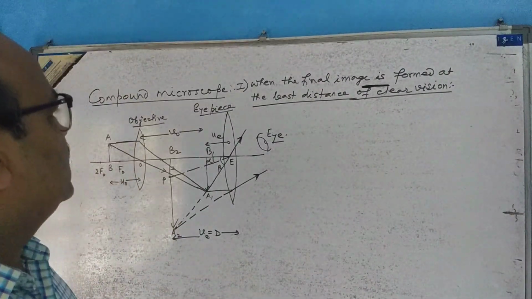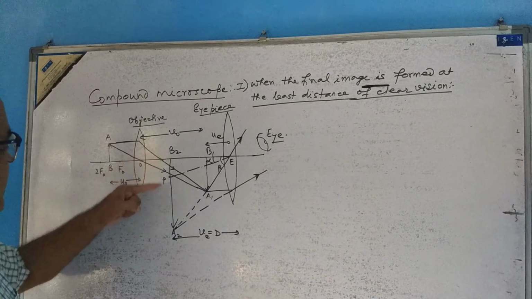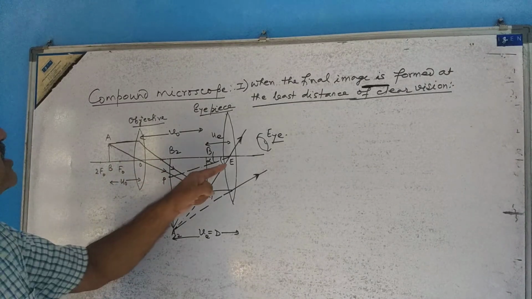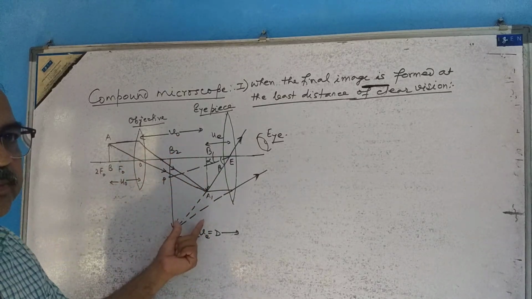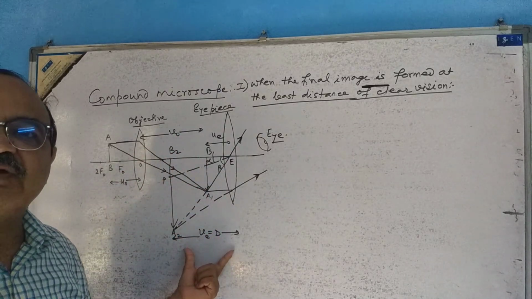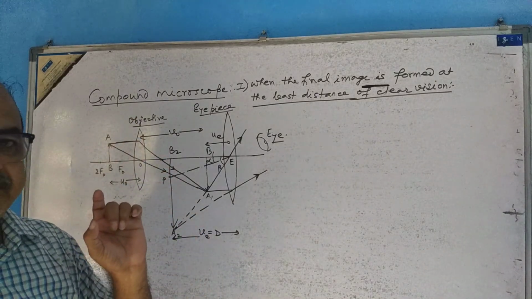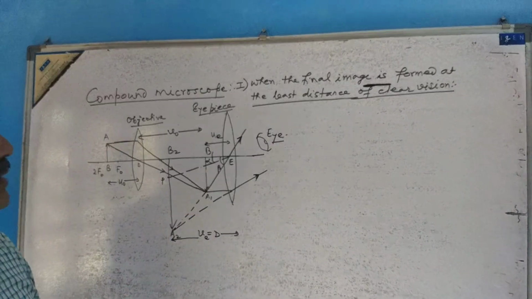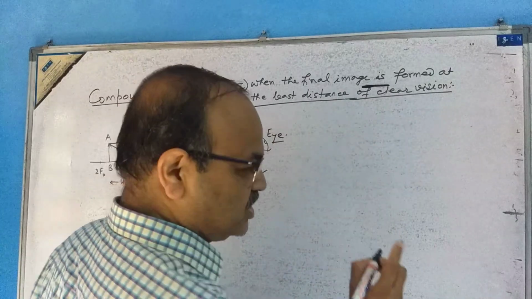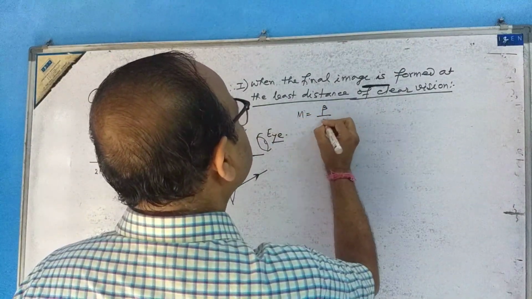Okay, now we were here. This angle is the angle subtended by A2B2, that is, the final image at the eye is beta, and at the same place, meaning at the least distance of clear vision only, we have brought the object also, and it is subtending an angle alpha.